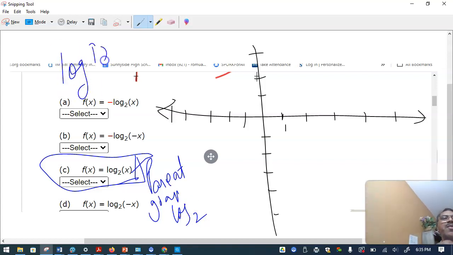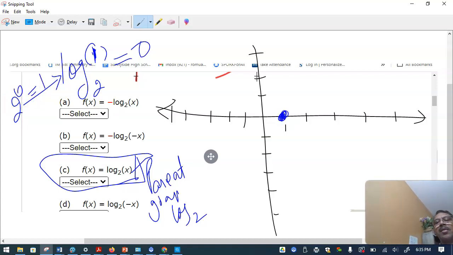So logarithm of 1 to the base 2 is 0, because log of 1 is always 0. Why is this the answer? Because 2 raised to 0 is 1. That's why we say log of 1 is 0. So it has to go like this. So that's the x-intercept. To find the x-intercept, we always have to put the whole parenthesis, whatever the input, equal to 1 and figure it out. So this becomes the main point.